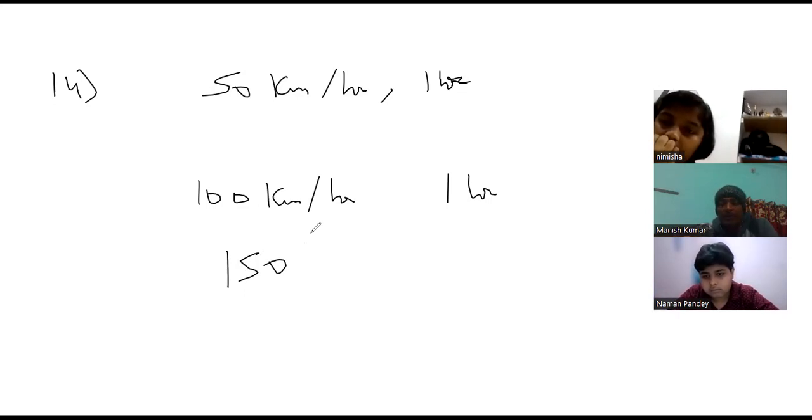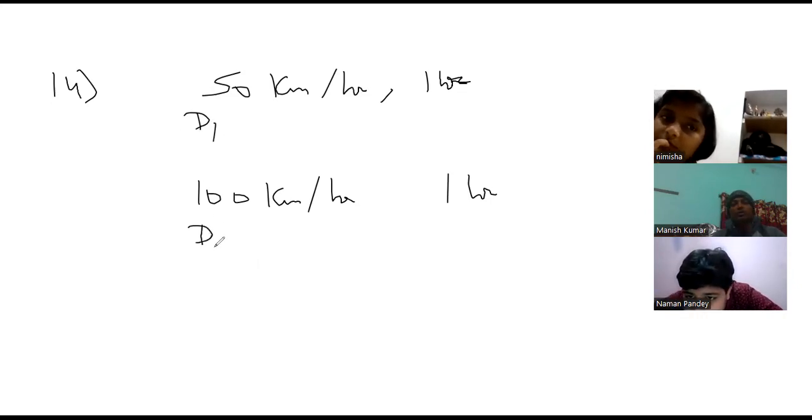Now tell me how to do it mathematically. So we can take the question. The question is saying a car travels with a speed of 50 kilometers per hour in the first hour, so we can take D1 equals 50 kilometers, and in the second hour 100 kilometers. What is the total distance covered by the car in 2 hours, sir? See, just now I told you how to do it mathematically, like D1 and D2. We wrote it just before this question.